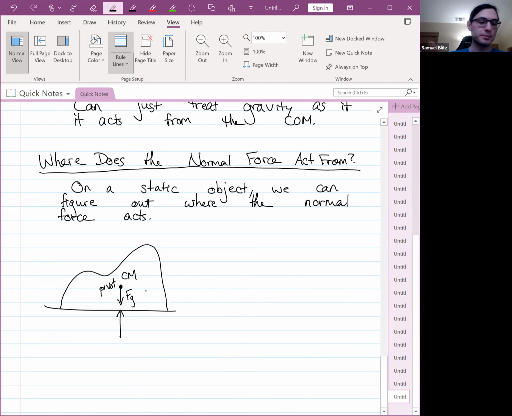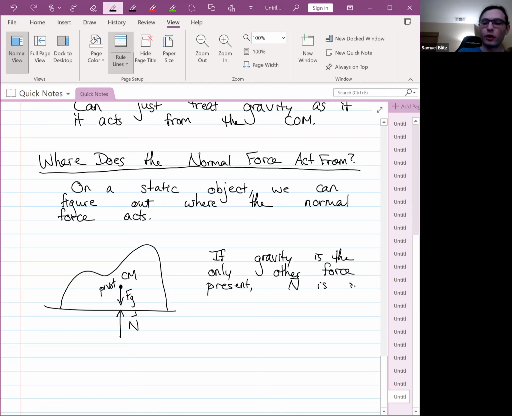So this is just to say, if gravity is the only other force present, the normal force is in a vertical line, in line with the gravitational force, or with the center of mass. Otherwise, we get that the torque is not 0. And we can't have that because the object is by definition in static equilibrium.